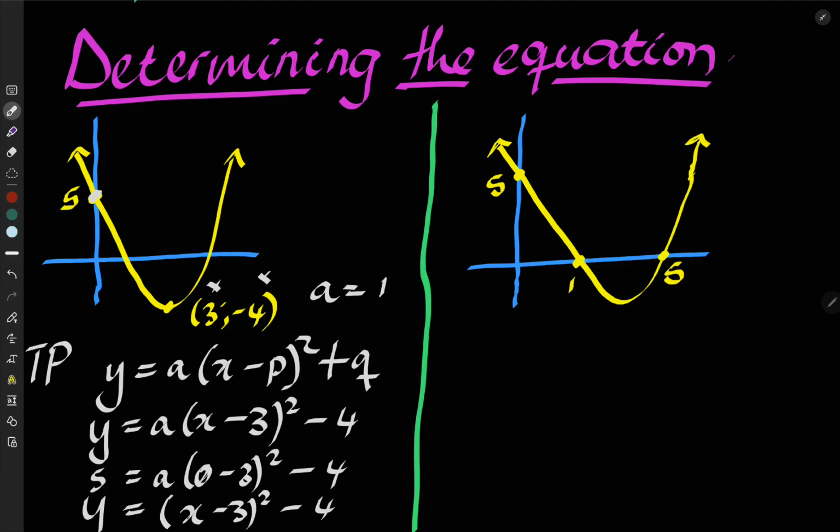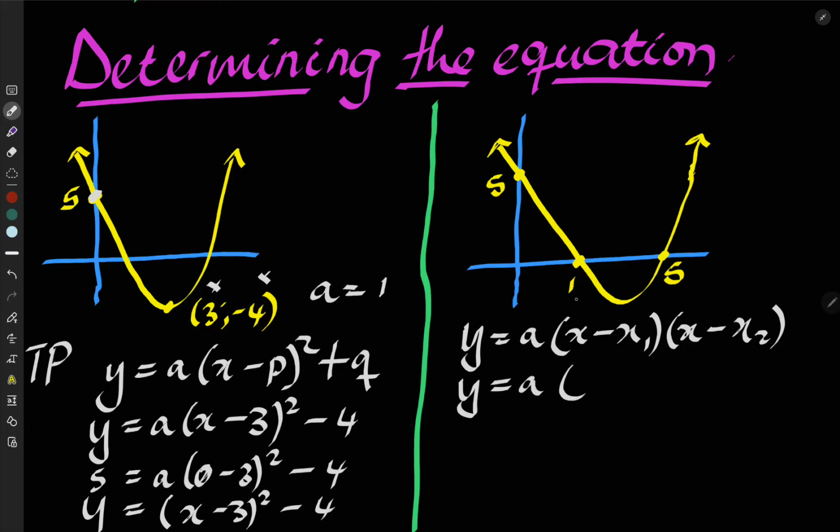Now, in another example, you can be given the roots. Then the root formula should kick in. Remember the root formula? y is equal to a bracket x minus x1, or root 1, bracket x minus x2, or root 2. So in this case, you've got all your roots. So y is equal to a bracket, the other root is x minus 1 bracket, the other root is x minus 5 bracket. Then to get your a, use again another given point. In this case, it's 0 and 5 as well.